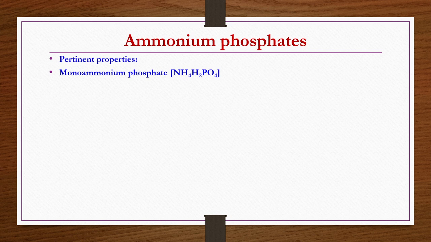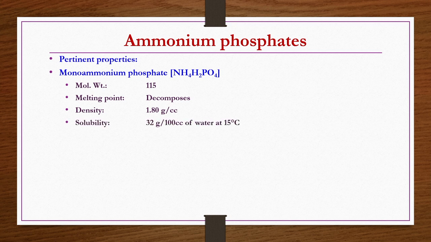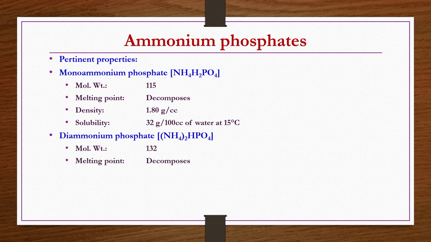Pertinent properties of monoammonium phosphate: molecular weight 115, melting point, it decomposes on heating, density 1.8 gram per cc, solubility 32 grams per 100 cc of water at 15 degrees centigrade, whereas diammonium phosphate has a molecular weight of 132, it also decomposes on heating, so there is no melting point. Density is lower than monoammonium phosphate, here it is 1.62 gram per cc, but the solubility in water is very high compared to monoammonium phosphate. Diammonium phosphate solubility is 131 grams per 100 cc of water at 15 degrees centigrade.